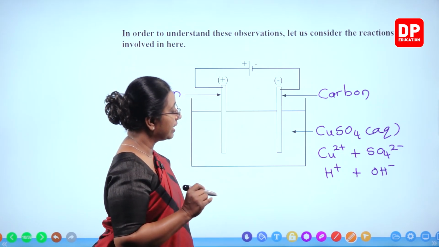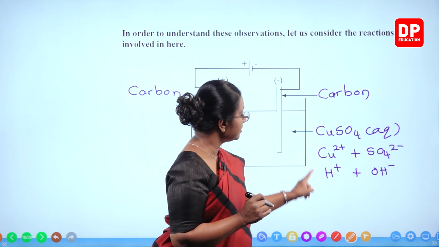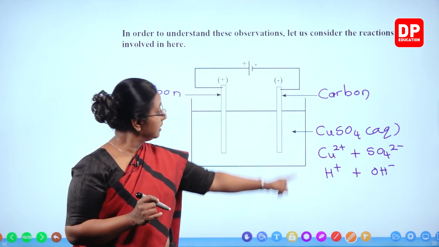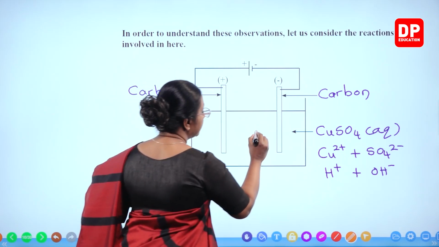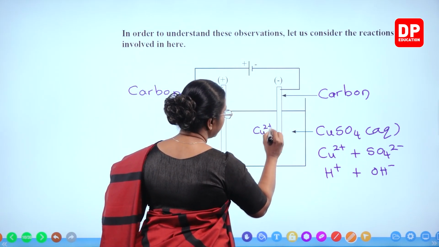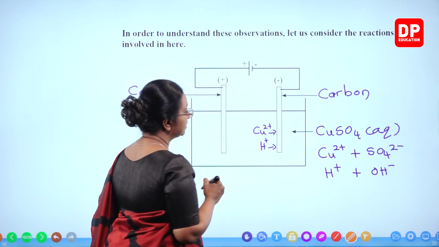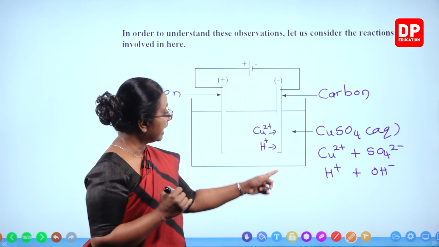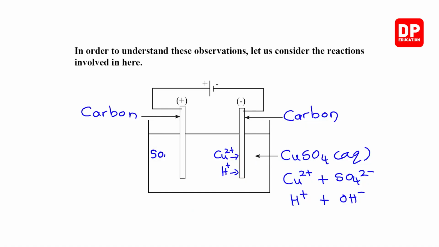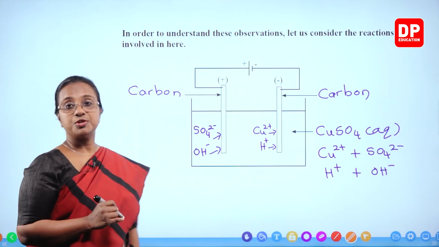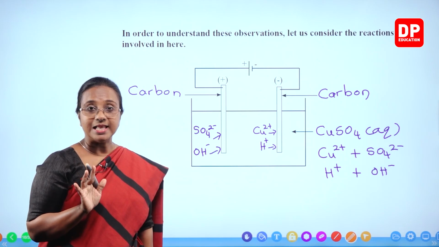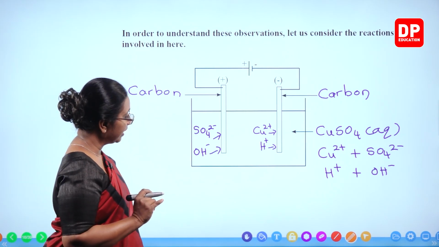So from this, what will happen? The positive ions will migrate towards the negative electrode. So they are Cu2+ and H+ will move towards the negative electrode. At the same time, sulfate ions, SO4 2-, will move towards the positive electrode. At the same time, OH- also moves towards the positive electrode. Is that clear, student?